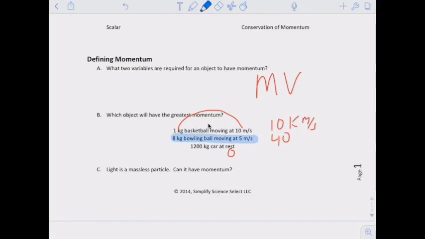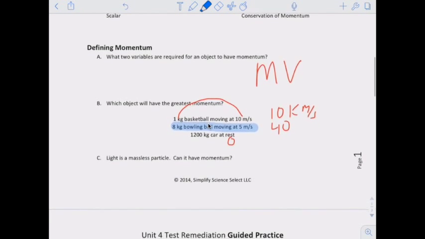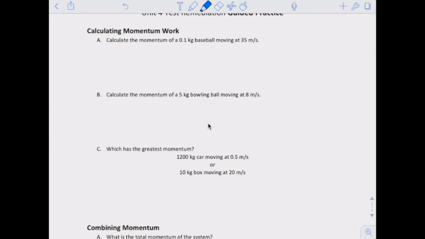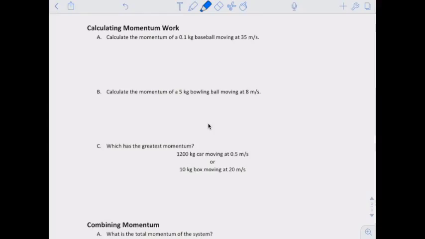It says light is a massless particle. It can't have momentum. Well, why don't you answer that question, looking back at our saying that momentum is mass times velocity. Calculating momentum. It says calculate the momentum of a 0.1 kilogram basketball moving at 35 meters per second. So we have our momentum is going to equal 0.1 times our 35 meters per second, which will give us 3.5 kilograms meters per second.